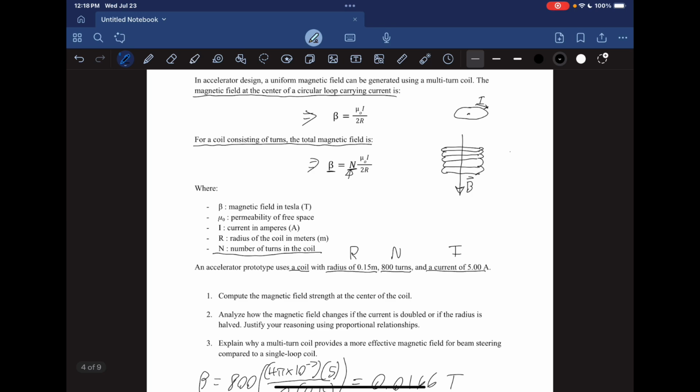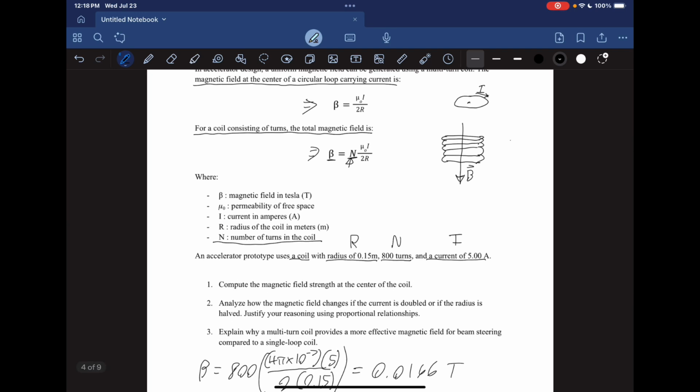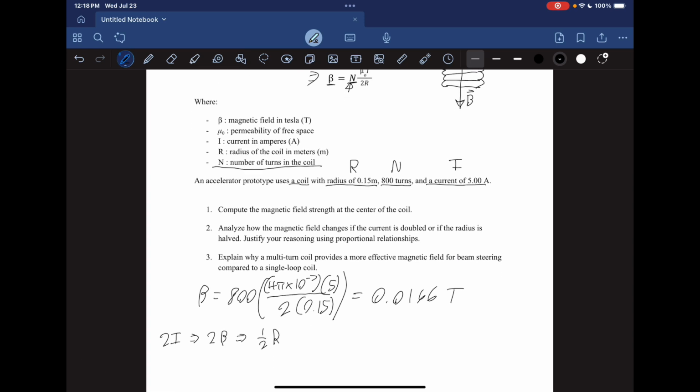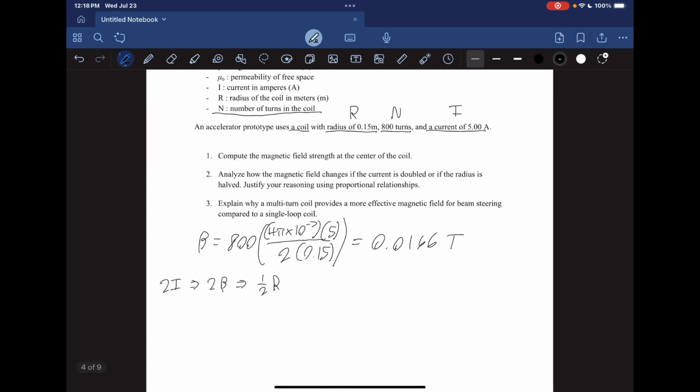If you have a multi-turn coil, you can't have one with less than one N. If you like, you can even imagine the single loop up here as having an N, and this is just N equals 1. So B, the magnetic field, is proportional to N. So as N increases, B increases.